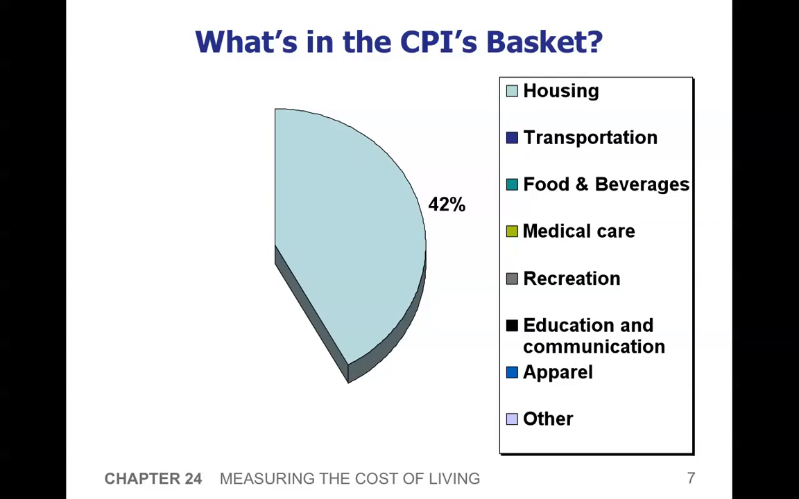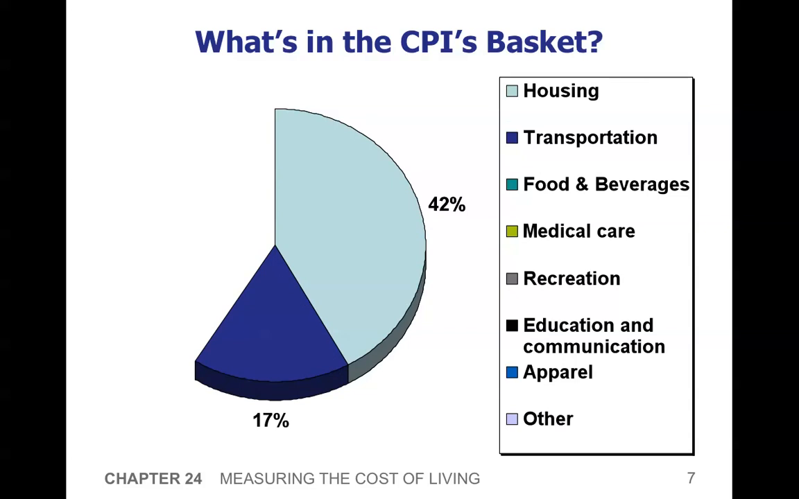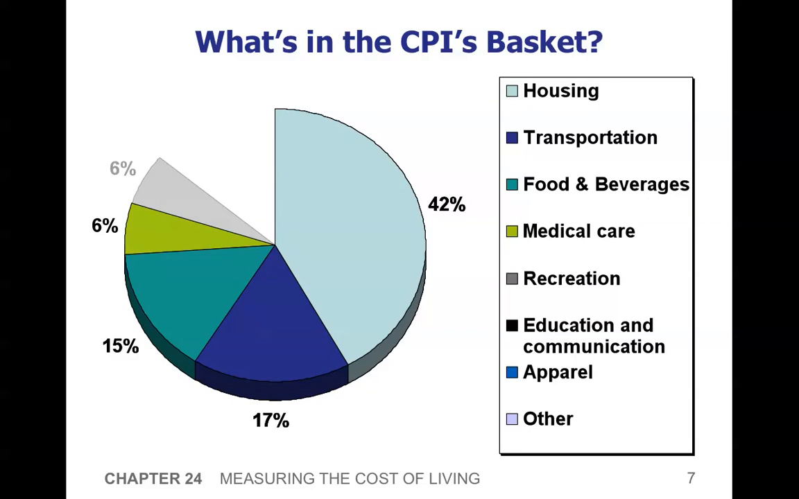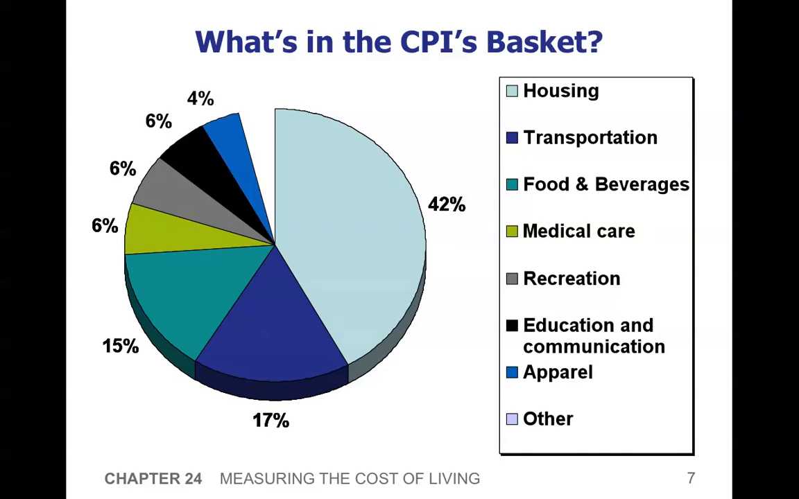Anyway, now that we've looked at calculating the CPI, what is in the CPI's basket? You can see here that the largest slice, 42%, is housing, 17% is transportation, 15% is food and beverages, 6% is medical care, 6% is recreation, 6% is education, 4% is apparel, and others. So by far, the largest slice is housing.